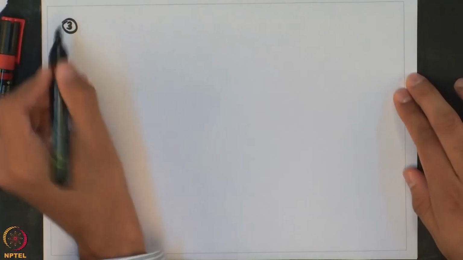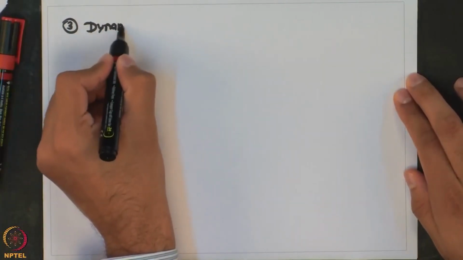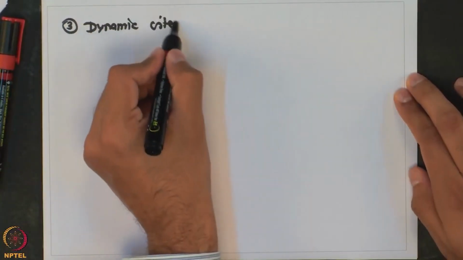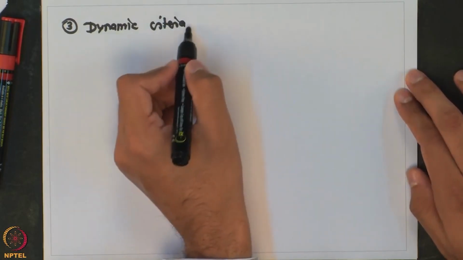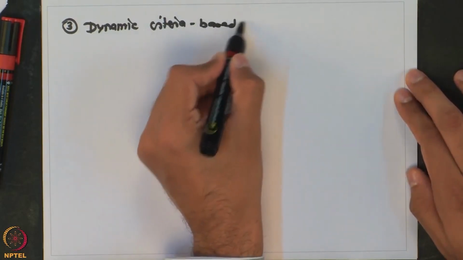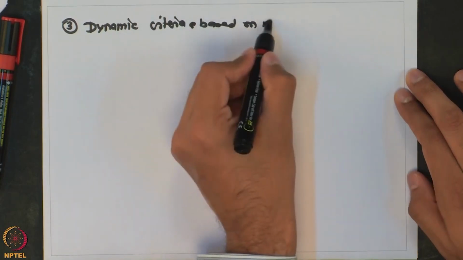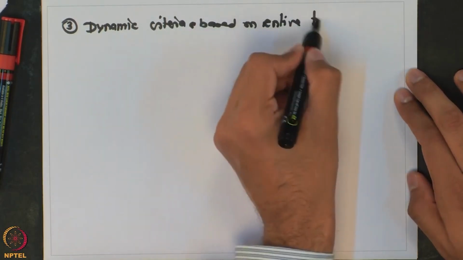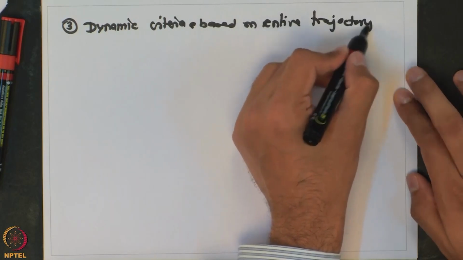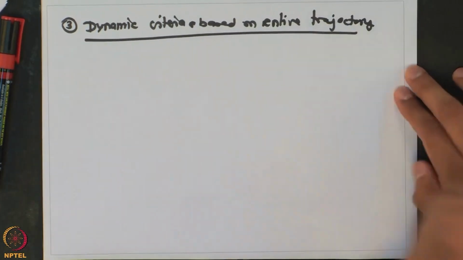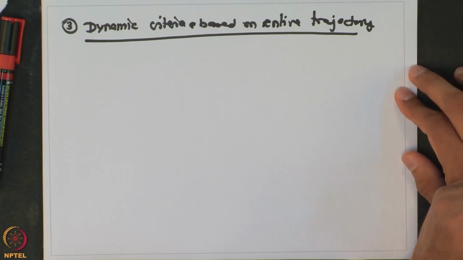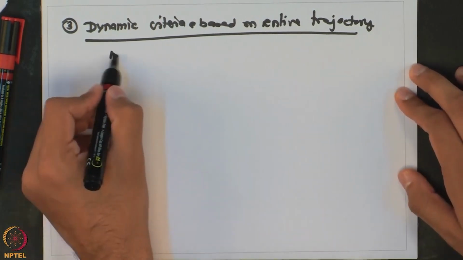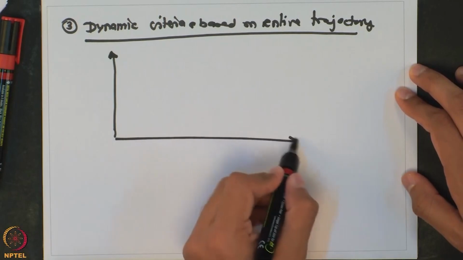And then the last type of criteria are again dynamic criteria. But they are based on the entire trajectory. It looks at overall how the controller performs in terms of tracking the set point or maintaining the set point.